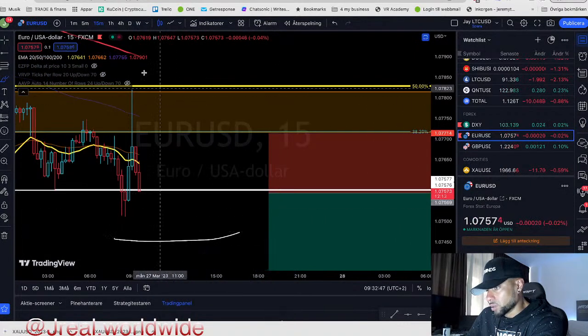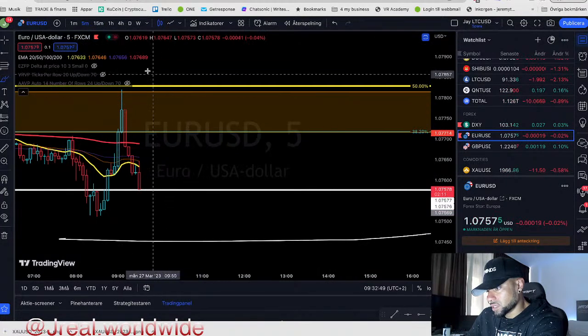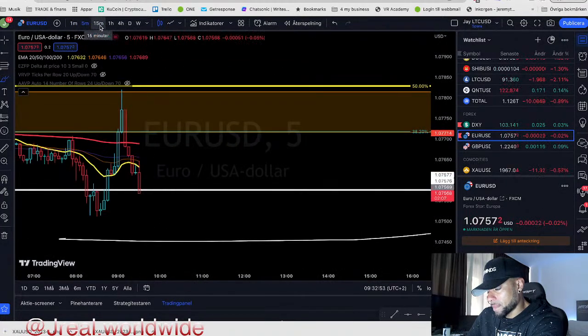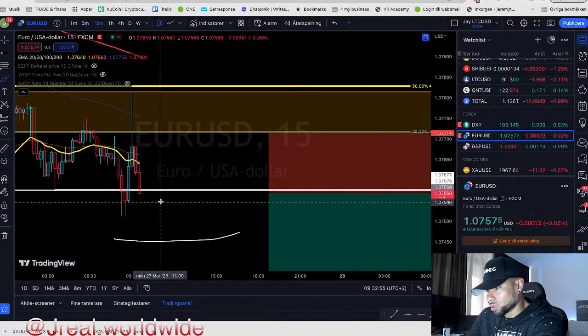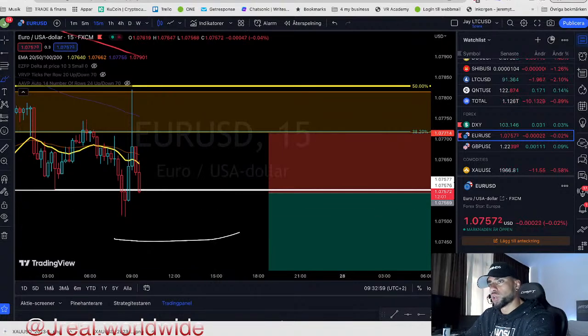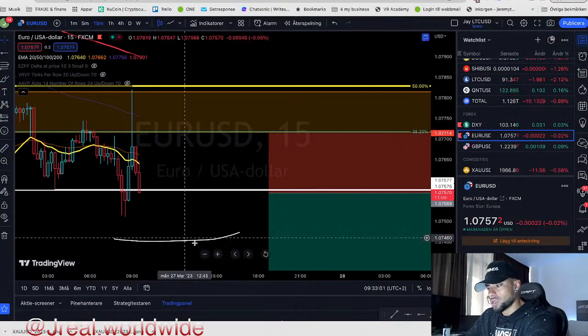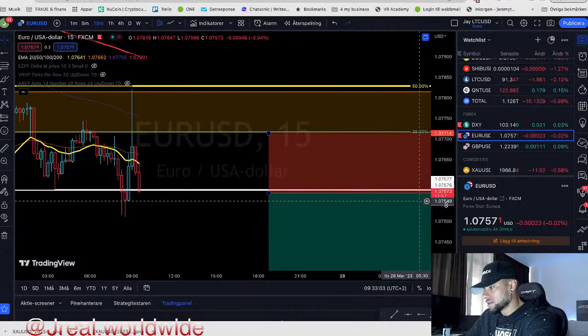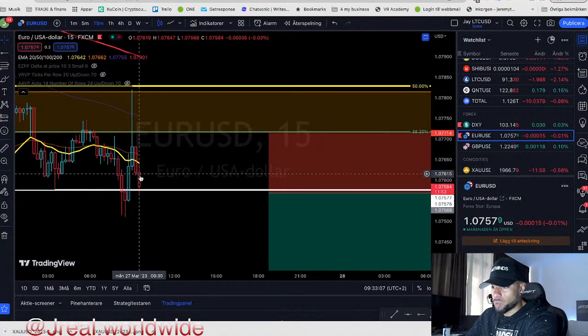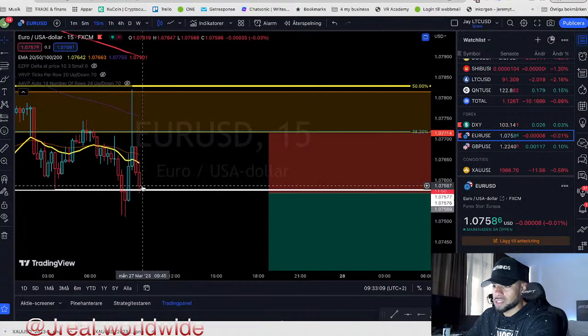What we want to do now is this. We want to see this hold. So be patient here. Don't rush into the markets. Be patient. We got 12 minutes until this candle closes. This is a new candle. We want to see it close underneath here, all right?